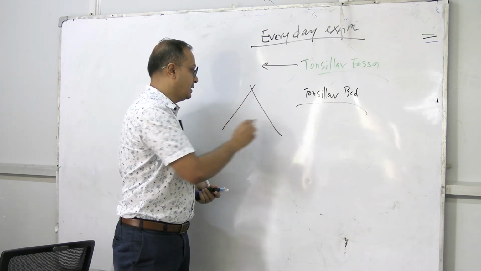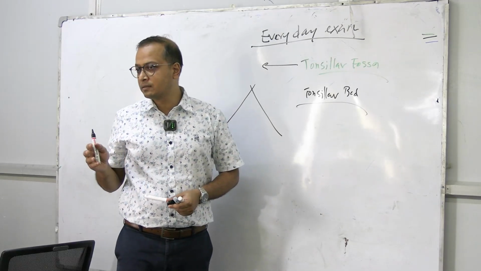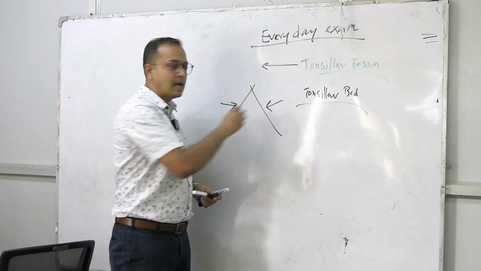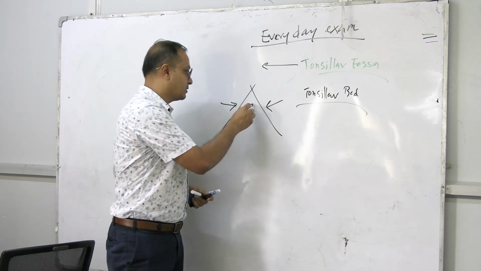Now, this tonsil is located between two pillars of mucosal folds. One is anterior, the other is posterior.